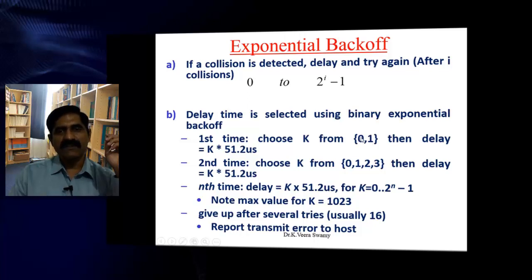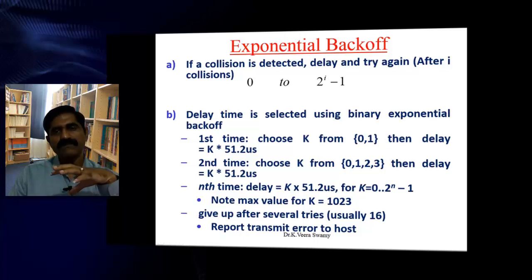This is multiplied by 51.2 microseconds. So 0 times 51.2 microseconds is 0, and 1 times 51.2 microseconds is 51.2 microseconds. If I pick this slot, I will transmit immediately. If I pick this slot, I will transmit after 51.2 microseconds. The same thing happens with the other station also.